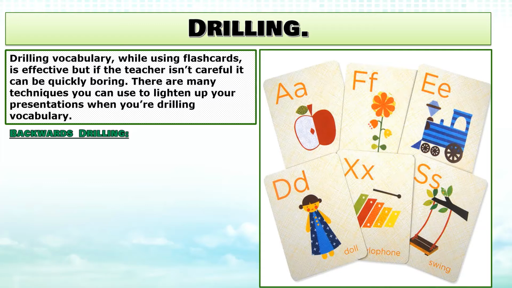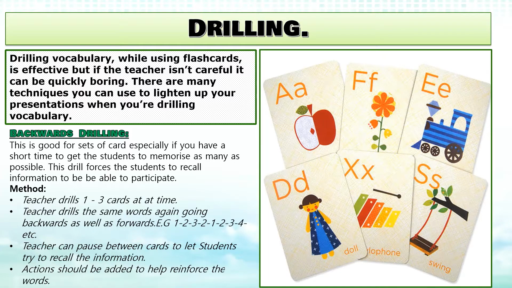Backwards drilling. This is an especially good drill if you only have a short amount of time and you're trying to get the students to memorize as many cards as possible. The drill itself forces the students to recall the information to be able to participate. You drill 1 to 3 cards at a time, going forwards as well as backwards. For example, 1, 2, 3, 2, 1, 2, 3, 4, and so on. The teacher can pause between the cards to let the students try and recall the information and help them by adding actions to reinforce the words.